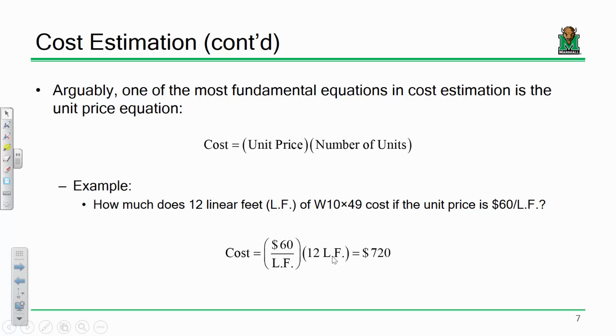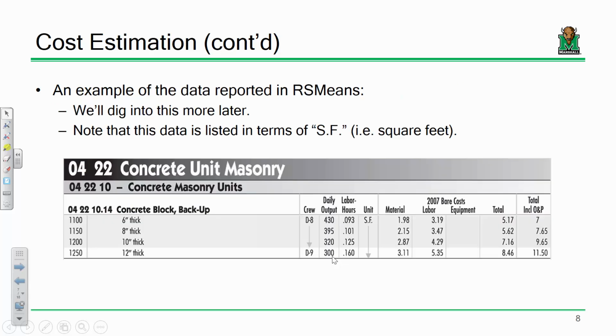It's that simple. Okay? So if I have a W10x49, let's say that W10x49 is $60 per LF. What's LF stand for? Linear feet. Okay. So if I have a W10x49, it costs $60 per linear foot, and that W10x49 is 12 foot long. How much does it cost? $720. That's pretty simple, right? I don't think that's that complicated. If you understand that, I think that's part one, and I think that's pretty easy to take in.